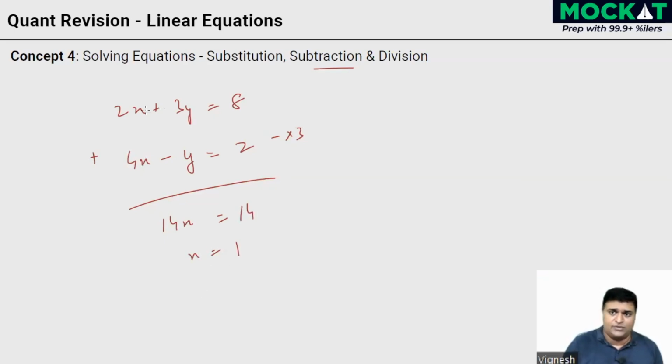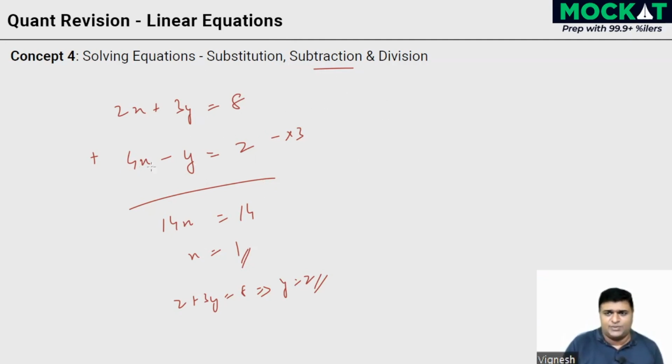The moment you get x equals 1, you substitute into one of them. The first one, let's say, we're going to be getting 2 plus 3y equals 8, and 3y equals 6, and y equals 2. And you solve for both, right? So that's subtraction. Subtraction or addition, it depends. And substitution, what is that going to be?